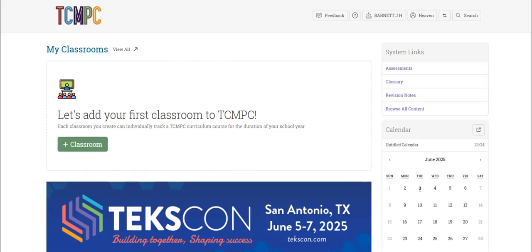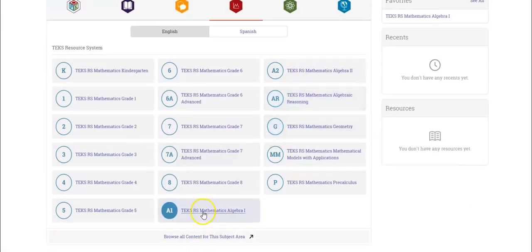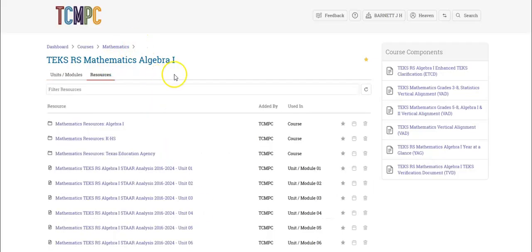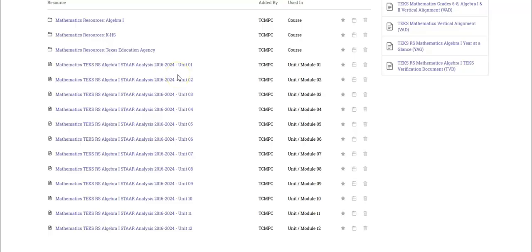Hey guys, so today I'm going to be talking to you about a specific document located inside TCMPC called the STAAR analysis document. You can go into any content, any grade level. I'm going to go into Algebra 1 and click over here to my resources and then click, we'll actually pause.